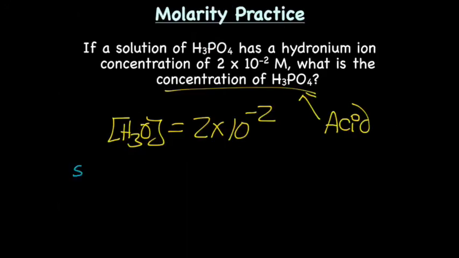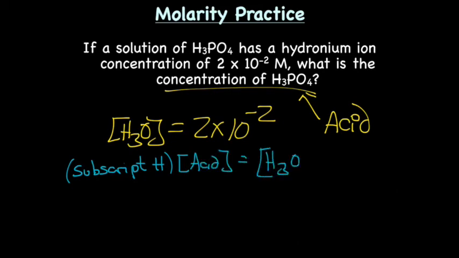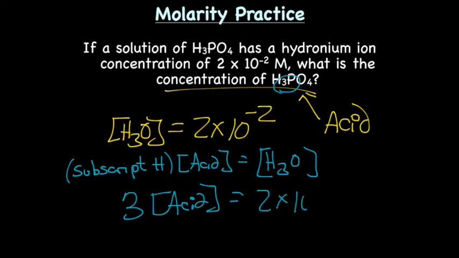So we're going to use the formula: the subscript of the H times the concentration of the acid equals the H3O concentration. All right, so we know the subscript of the H is a 3. We don't know the concentration of the acid, that's our question. And we know the H3O concentration is 2 times 10 to the negative 2. So now, to solve for the acid concentration, we will divide by 3 on both sides.